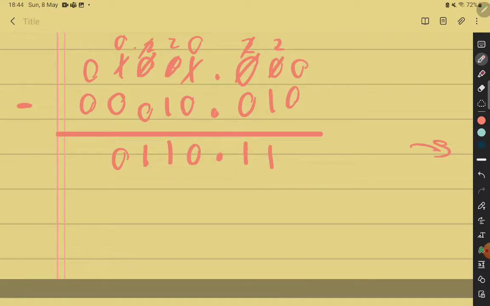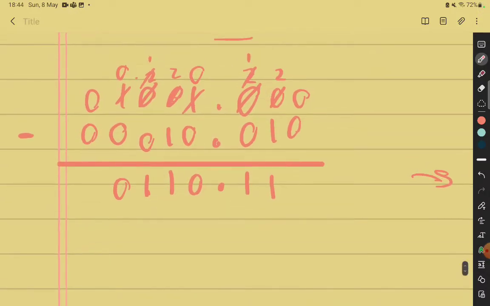So we want to express it with 6 bits for the mantissa and 4 bits for the exponent. So we have to move the decimal point here. 1, 2, 3. We shift it 3 times to the left. So therefore, the new number is 0.11011, which we can see is 6 digits. And then a shift of 3.